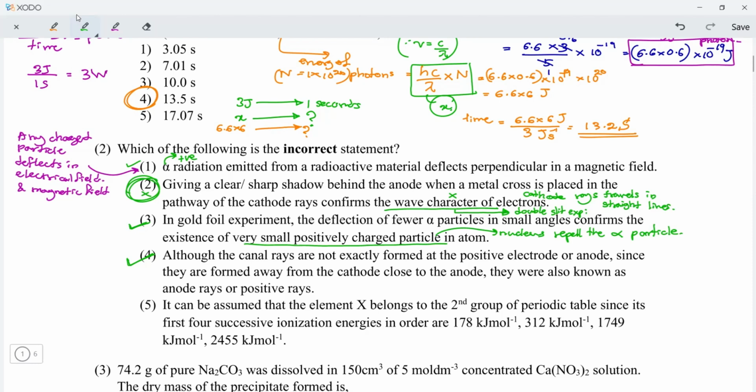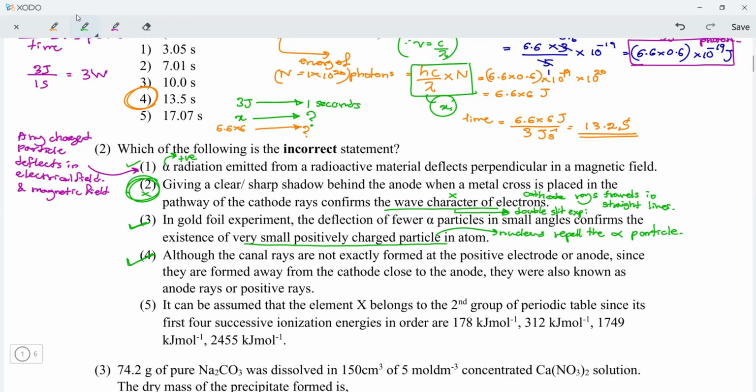Because of how anode rays are formed, you have to study. Anode rays are formed by losing electrons from gas atoms. So that is happening within the medium, not from the electrode. But we call them anode rays because they are coming from the direction of the anode, not exactly starting from the anode, but near it.